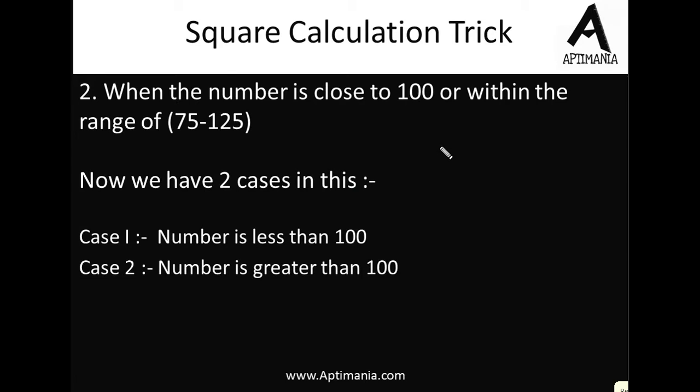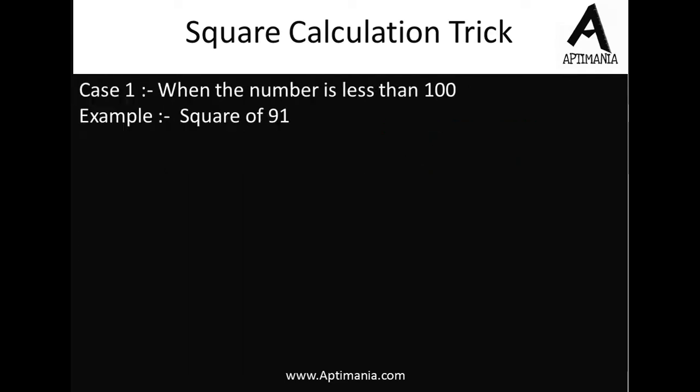The trick that we have discussed was only for numbers that end in 5. But the trick that we are going to discuss now is for numbers that are close to 100, or you can say for numbers within the range 75 to 125, that is 100 minus 25 and 100 plus 25. In this also we have two cases: when the number is less than 100 and when the number is greater than 100. Let us discuss one by one. Case first, when the number is less than 100.